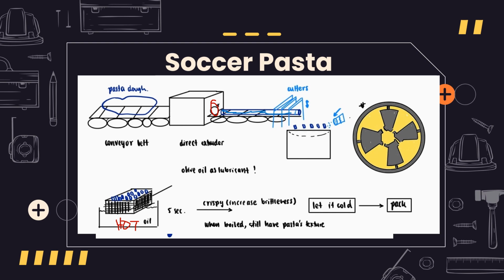And this would be the process to enhance the mechanical properties. We would like it a bit crispy, that is increasing brittleness, reducing ductility. This is also important so that the pasta keeps its shape after being extruded and cut. And when boiled, the pasta will still maintain its desired texture. Finally, we would let it cool and produce the packaging.